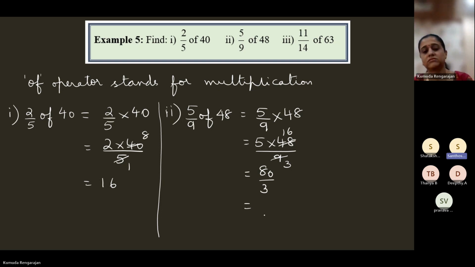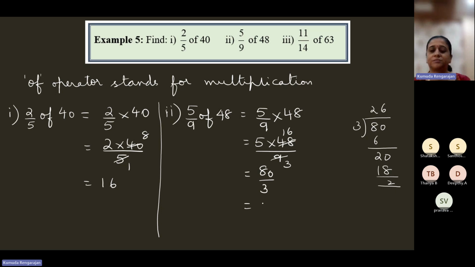Ma'am, actually we get 0, I think, over there. Reminder. Ma'am, 26 by 3. 26 and 2 by 3. Correct. 26 and 2 by 3.